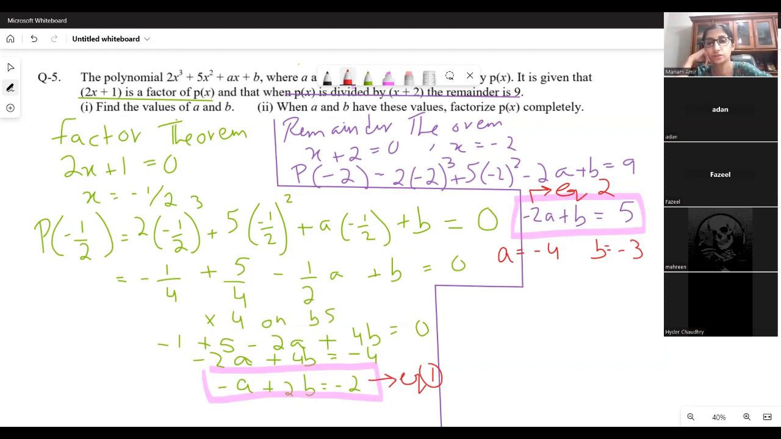Ma'am, I don't know if this is in the syllabus or not, but what is the logic behind this remainder and factor theorem? I'll send you text from the book where its logic is being discussed. Okay, I'll share it in the group. The proof of factor theorem and remainder theorem is not in the syllabus, but I have read it somewhere, so I'll just share that with you. All right.